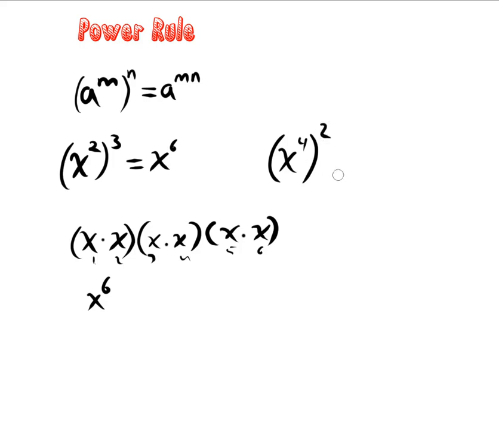Let's see if that works. So what I'm going to do is right here, I'm going to do x to the 4th. So 1, 2, 3, 4. 4 x's all multiplied times each other. Please excuse those dots, right?